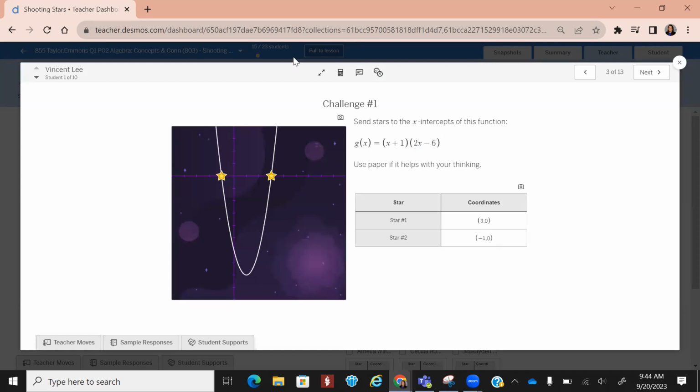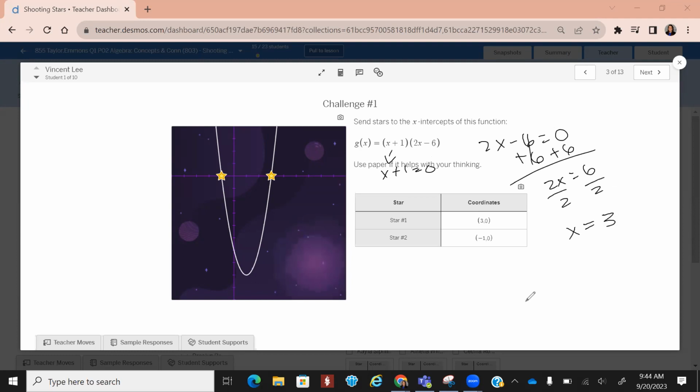So in order to find this, we're going to take each one of these and set it equal to 0 and solve. And then 2x minus 6, we're going to set it equal to 0 and solve. That's going to add 6 to both sides, and then we're going to divide by 2. So that's going to give me x equals 3. For that x plus 1, we're going to subtract 1 from both sides, and that's going to give us x equals -1. That's how we got these two.